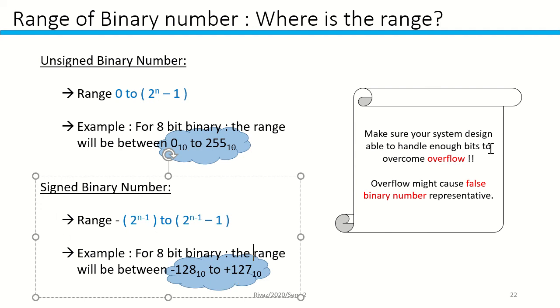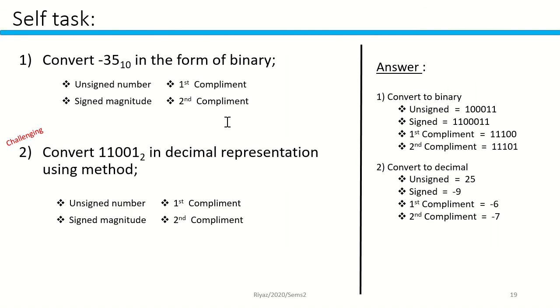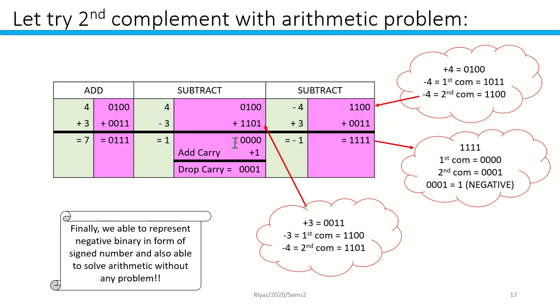So make sure your system design is able to handle all the bits, because you're going to have an overflow, and sometimes overflow can make a situation become a little different than what we expected. This is very important, make sure you understand over here. For example, this one has an overflow, but overall the end of this answer is correct, right?